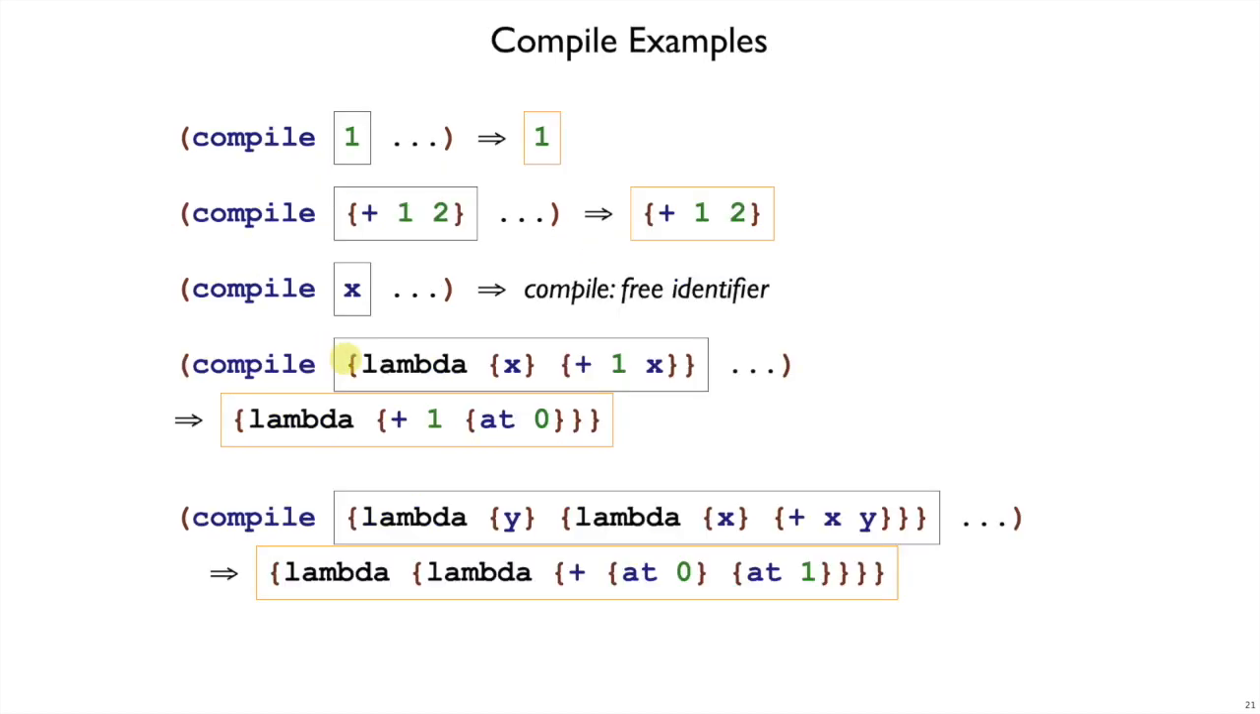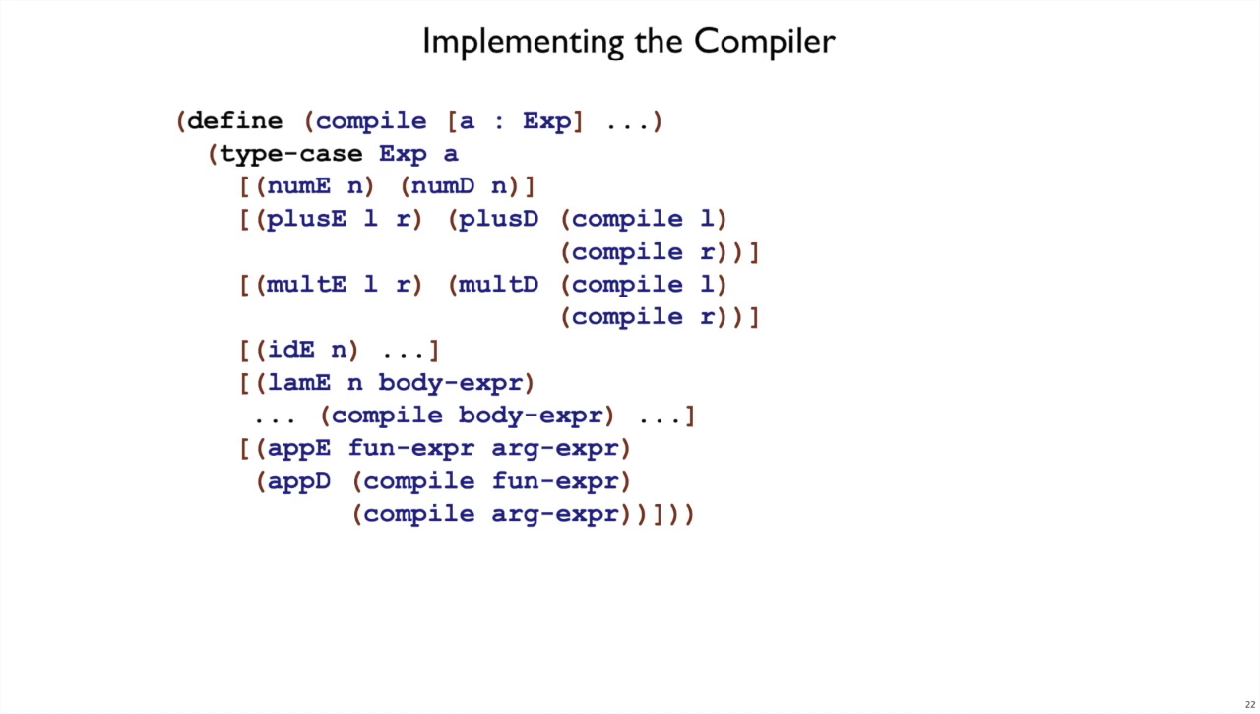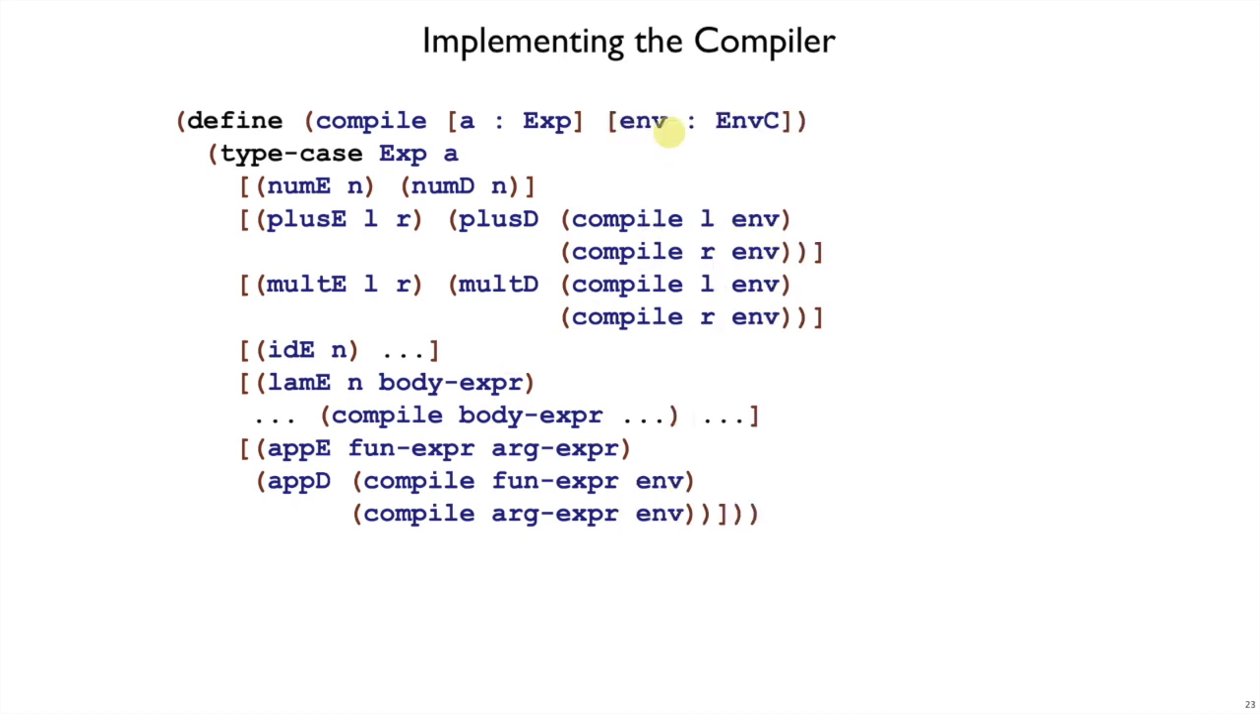For example, going back, this x here gets translated to 0, but that's because it was the enclosing lambda that gave us an x. So we need something at compile time that's similar to the environment, and we'll call it env, but it's an envc. This is a compile time environment.